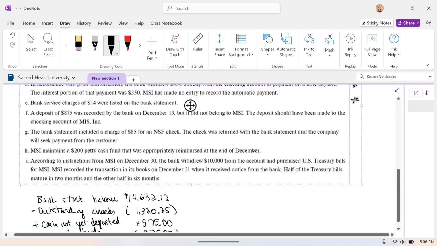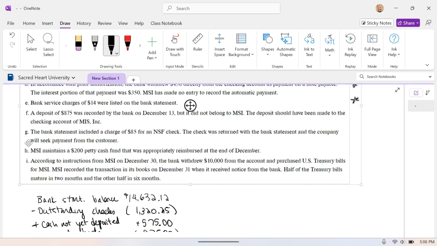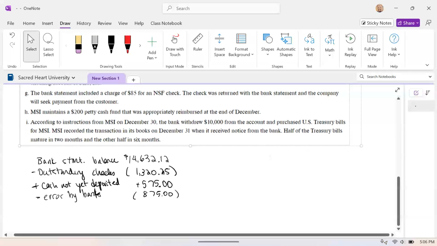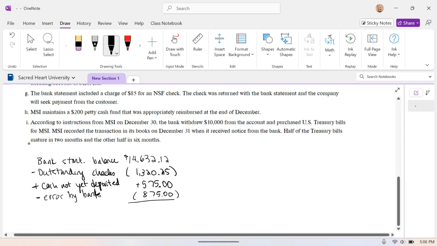Next, the bank statement included a charge of $85 for an NSF, a non-sufficient funds check. Well, if the bank statement included it, we don't need an adjustment. The company has a petty cash fund, so that's not related to the bank statement. And then the fact that the company asked the bank to withdraw some from its checking account and put it into some investments, that was done on December 30th or recorded on December 31st. That's all included in the 14,632, so no other adjustment is needed. Now we get to our true cash balance or our adjusted cash balance.